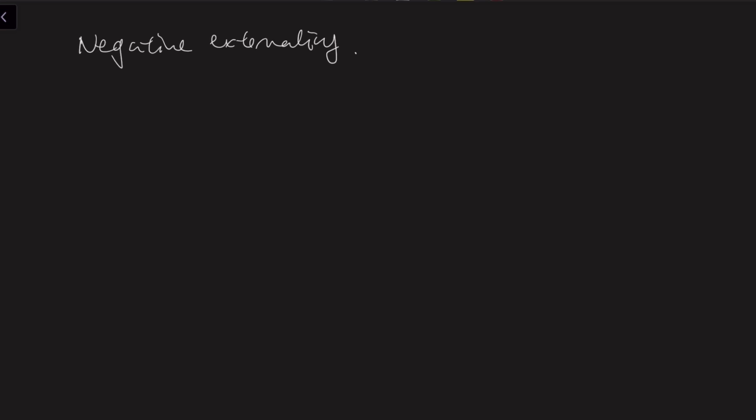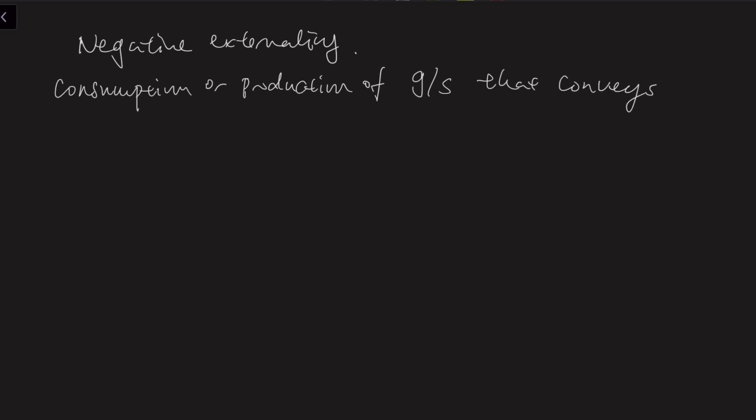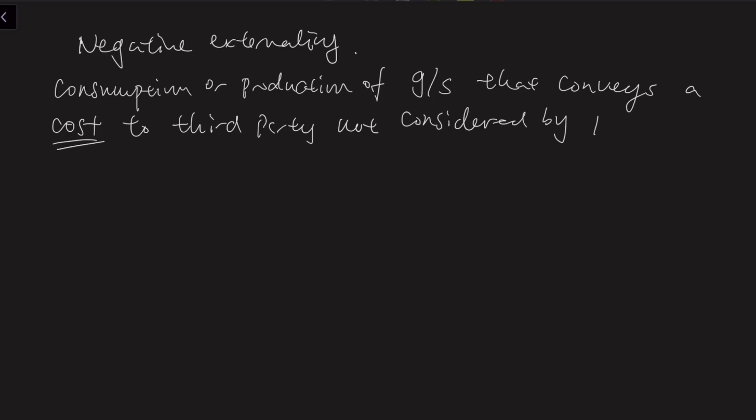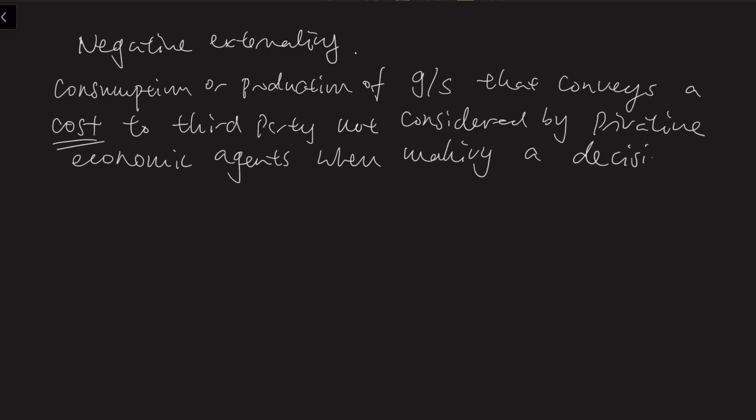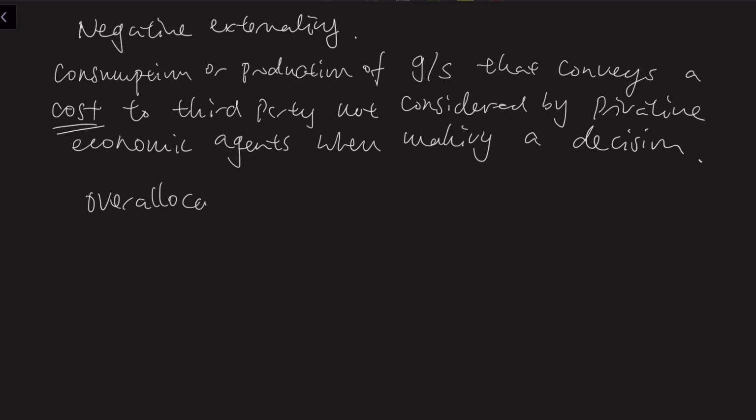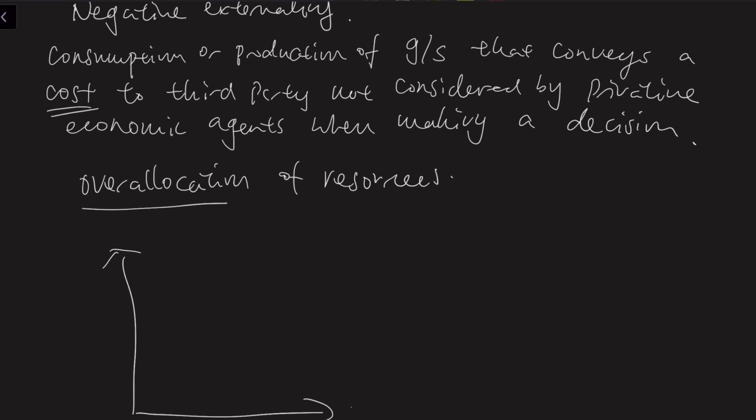So negative externality. Also, the definition is that the consumption or production of a good or service that conveys a cost to a third party, not considered by private economic agents when making a decision. And in this case, we have over-allocation of resources. So it is basically the inverse of what we have just discussed before.